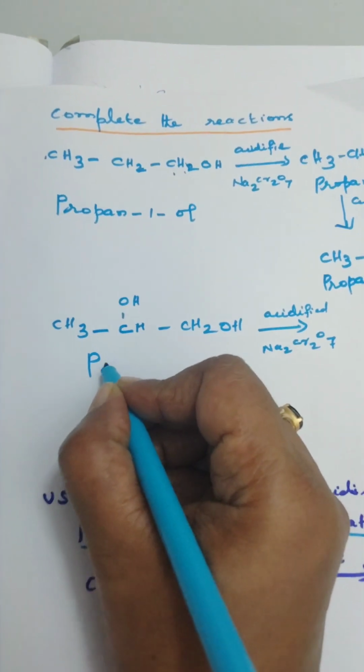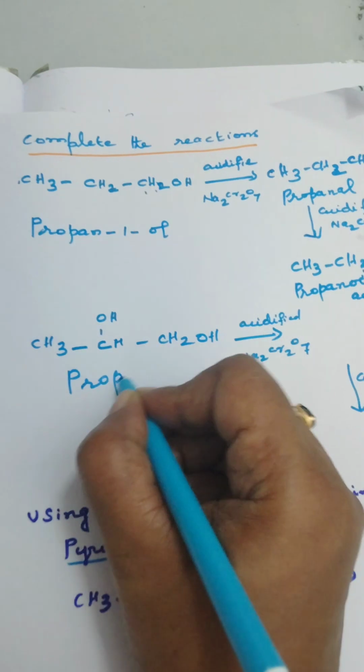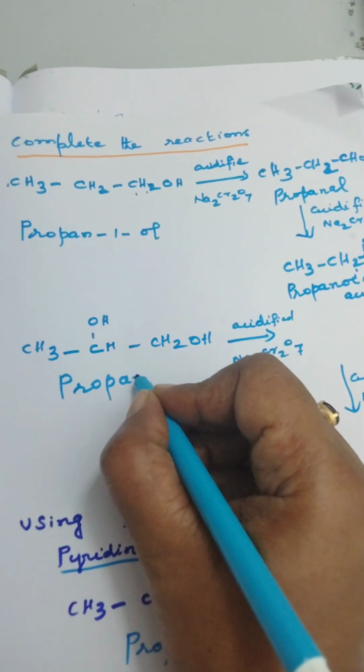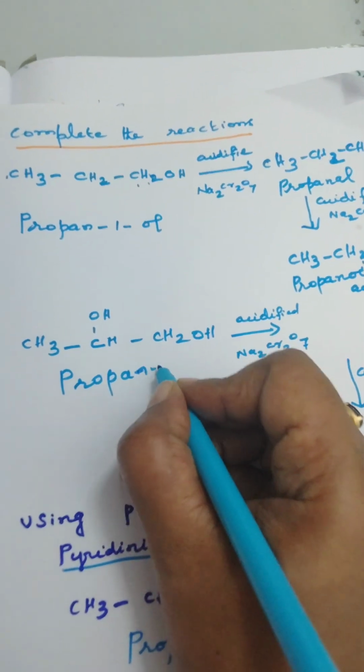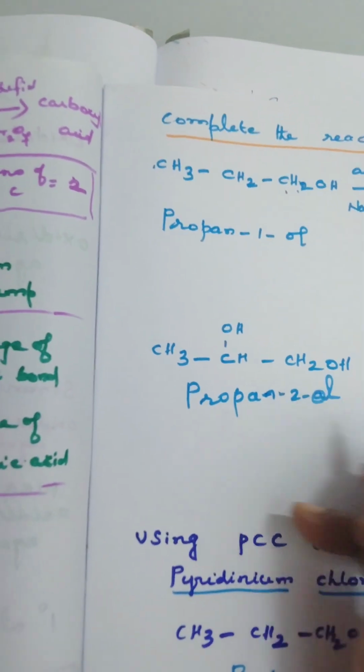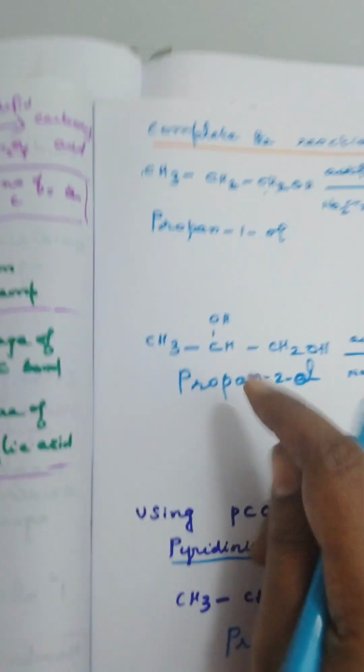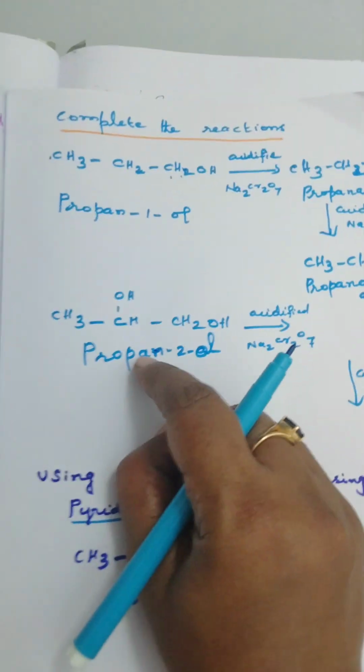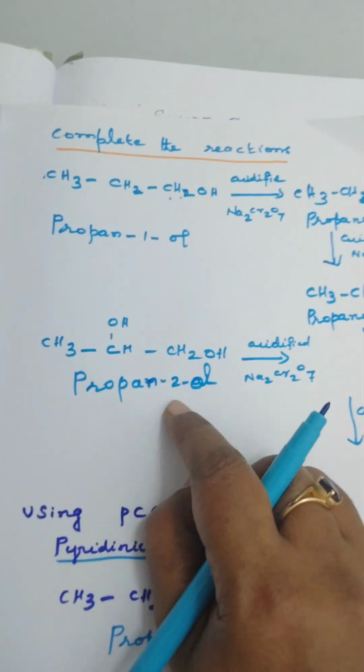What is the name of the compound? Propanol. Sorry, propan-2-ol. Why is it 2-ol? This OH is attached to the second carbon. That's why it is propan-2-ol.